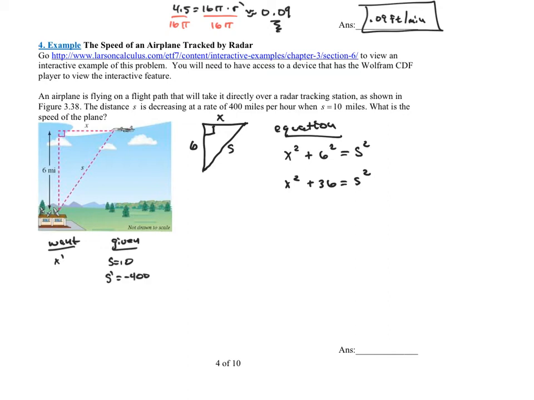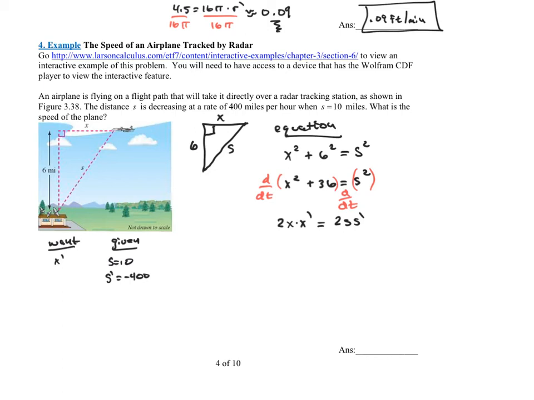So what's my goal here? Once I find my equation, I want to take the derivative with respect to t of both sides of this equation. What's the derivative of x squared? It's 2x, remember that chain rule, times x prime. The derivative of 36 is 0, we don't worry about that. What's the derivative of s squared? It's 2s s prime.